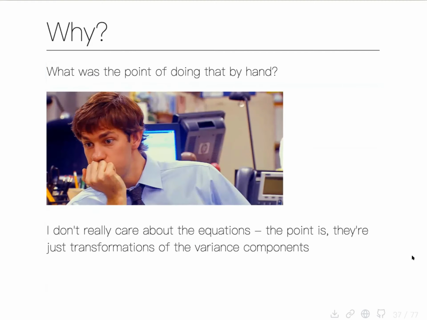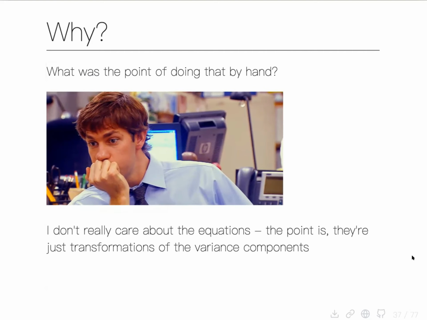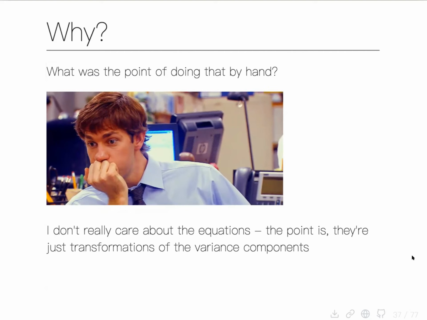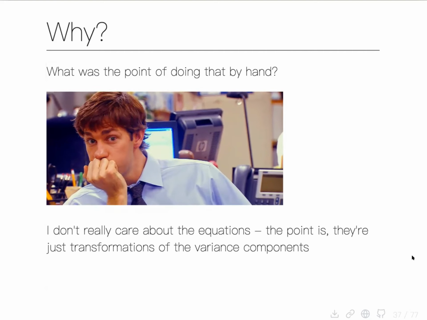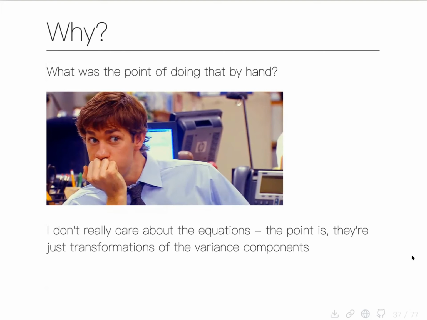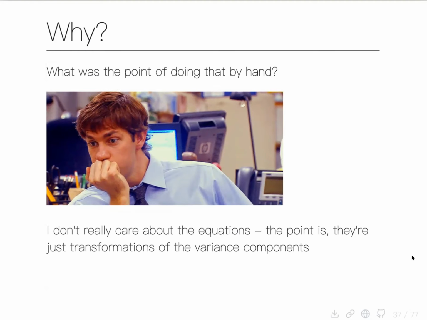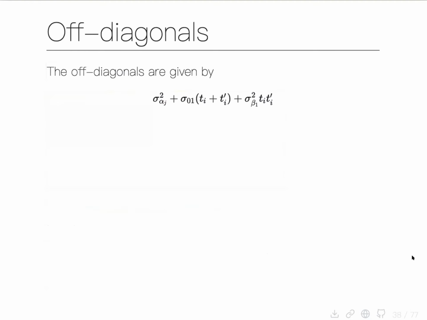So what was the point of doing that? I've kind of already mentioned that. I don't really care if you can do that, but the main point is that the residual variance covariance matrix, the block diagonal, the composite residual, is just a transformation of these variances and covariances that you're estimating. So we can do the same thing with the off diagonals.